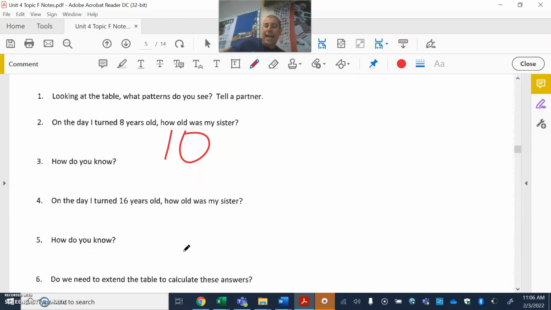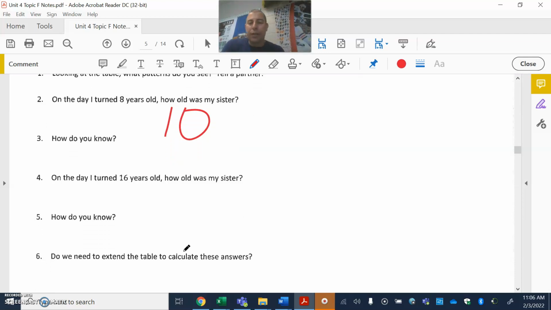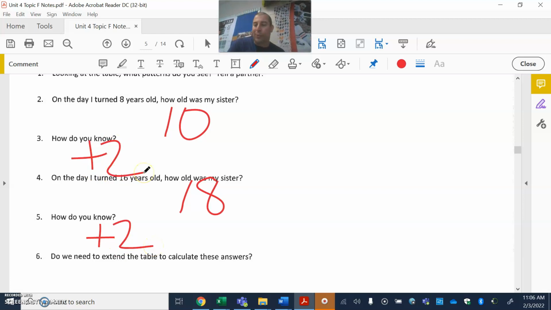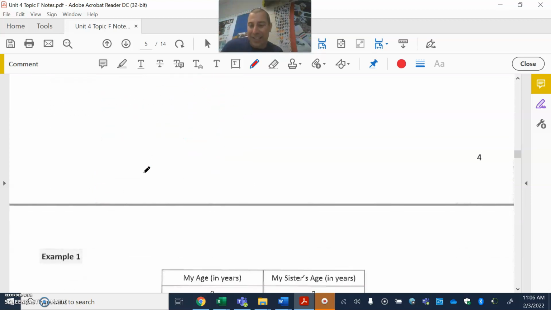All right, so on the day that I turn 16, how old is my sister? Again, 2 years older, 18. Why? Again, we are always adding a 2. So I guess we should fill that in back there. We are always adding a 2. Do we need to extend the table to calculate these? No, because we know we've got my age, as in the girl that's there. We're always adding 2 to get to the sister's age that we're dealing with.